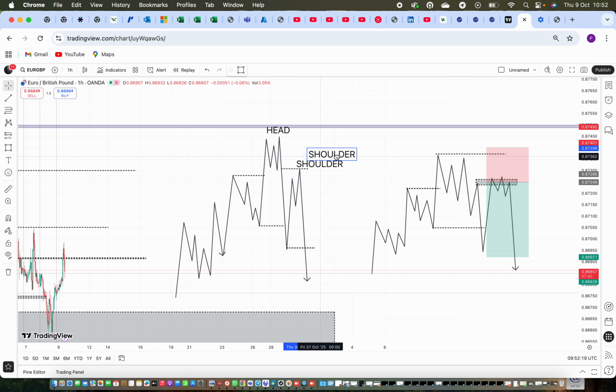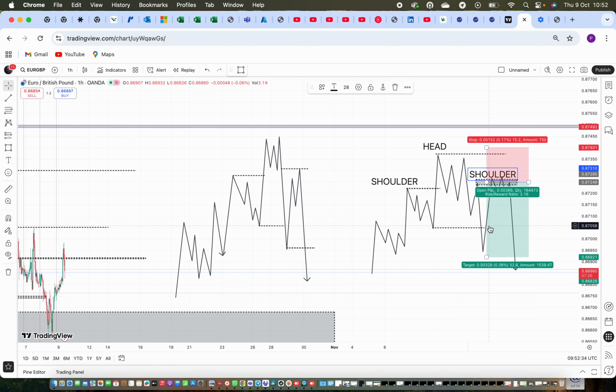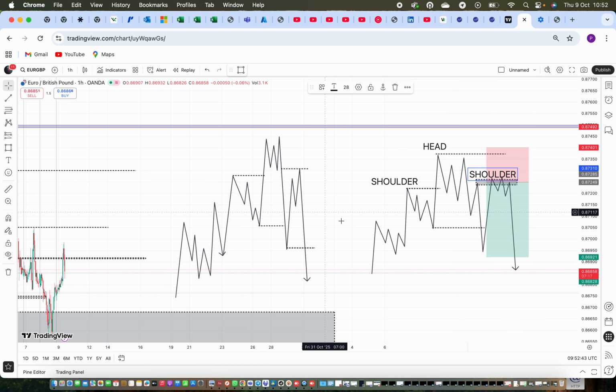So you can still see that this is the left shoulder, this is the head, and this is the right shoulder. All right, so we have the left shoulder, we have the head, we have the right shoulder, and at the right shoulder, that is where we are looking for possible sell entry in case of market condition that we are looking to sell. Now the reverse is the case.